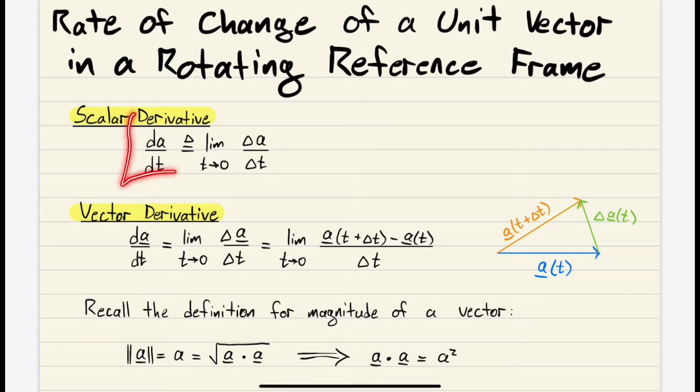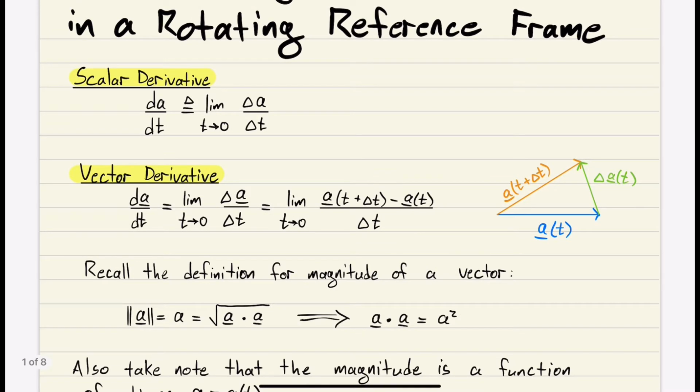So this is our definition for scalar derivative. It's a limit as time goes to zero of the change in the scalar over the change in time. Okay, that's just your standard derivative definition. We can apply this to a vector and say that it's equal to the change in the vector over the change in time. So this represents a vector after some change has occurred after some delta t, and this is our original vector at time t.